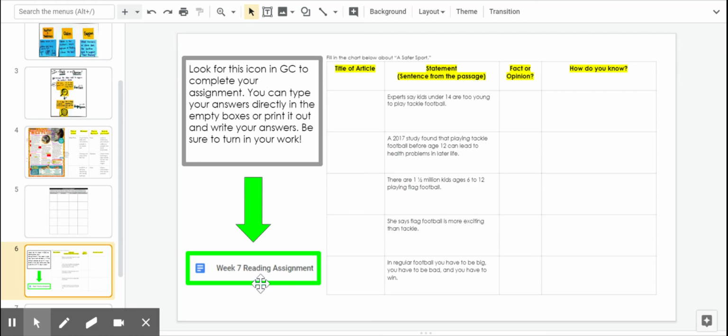So if you're going to go to your Google Classroom, this is the icon you're going to look for in your Google Classroom to complete your assignment. You can type your answers directly into these empty boxes, or you can print it out and write your answers down and then send a picture, but you need to make sure you turn your work in. Okay?